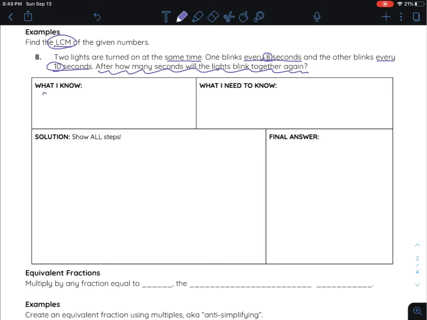So one light is 8 seconds. The other light is 10 seconds. And we know we're finding the LCM.